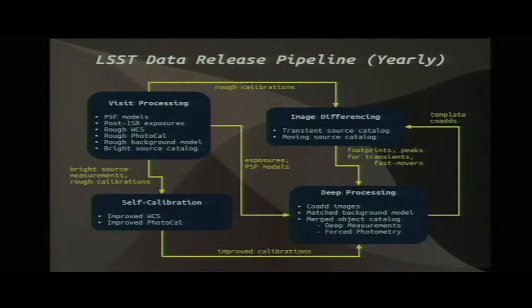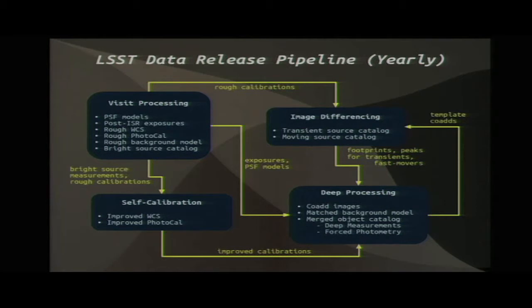So here's a big top-level sketch of the overall processing for the yearly data release pipeline. We start out by processing one visit at a time. We do a lot of rough calibration stuff. We do image differencing. This is how we find moving objects. We subtract two images from each other after matching them together in various ways. We also take these measurements of bright objects and do a big self-calibration. This is the sort of stuff that Chris Stubbs was talking about earlier, being able to determine the distortion by seeing all the different images that went into it and finding a map that lines them all up.